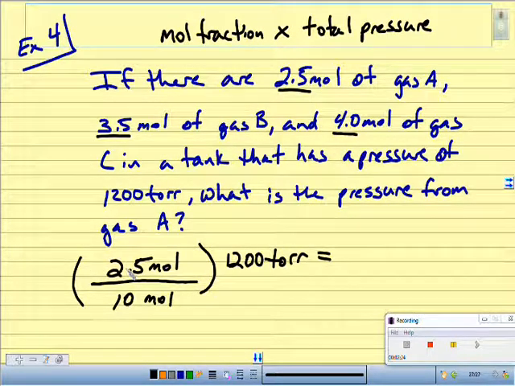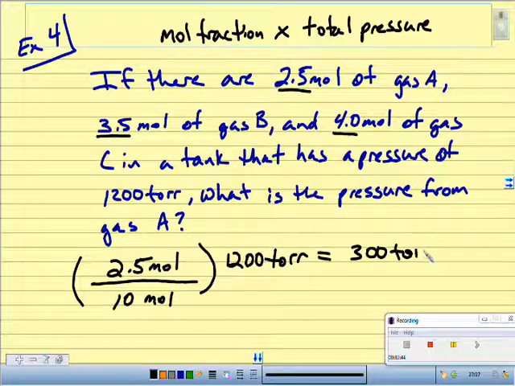So when I do this right here, this would actually reduce to 1/4, if you will. And with that said, 0.25, or 1 over 4, times 1,200 will give you 300 torr. And that's about all the questions that you're going to see at this level with Dalton's law.